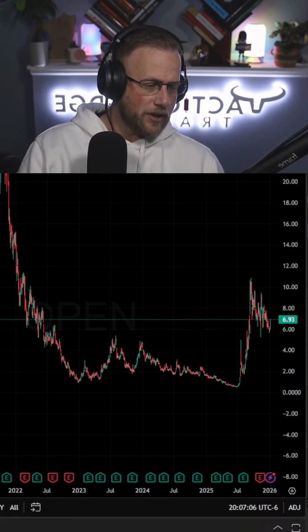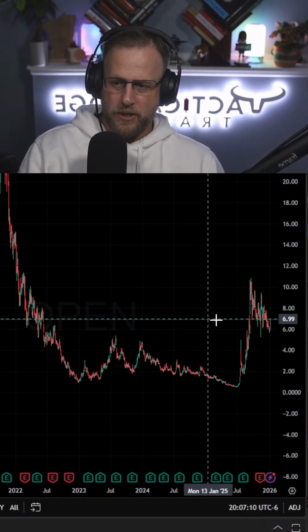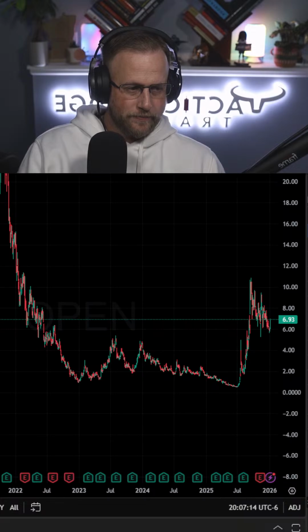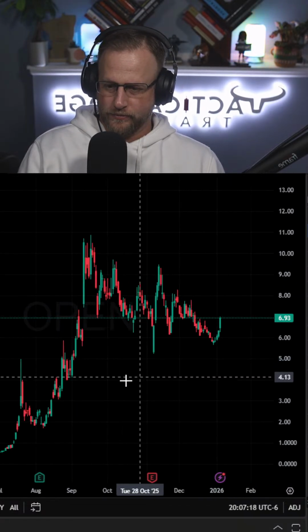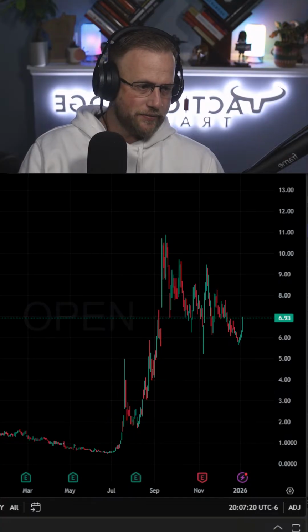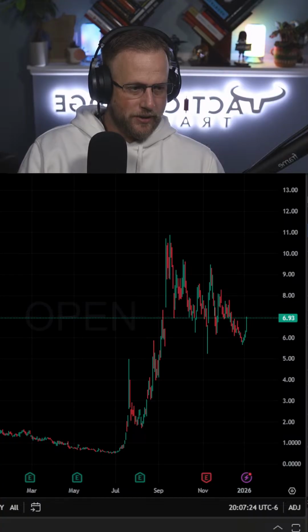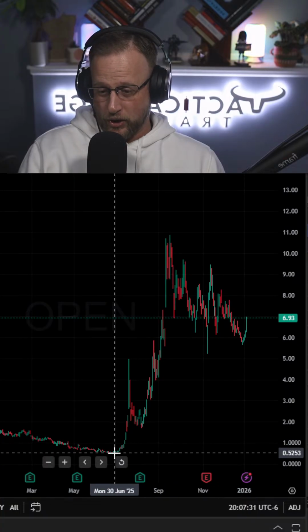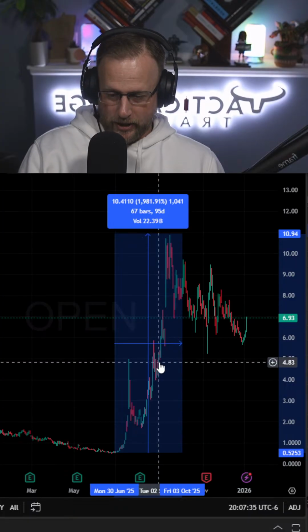Short squeeze, says Hyperspeed. Was this memed? Was Open memed? Because then that would make sense. Hyperspeed says yeah, user says no. I mean, this would look like a short squeeze. This is what a short squeeze looks like, right?